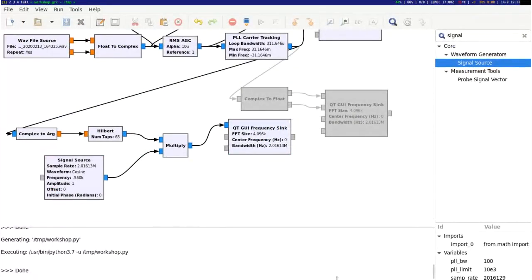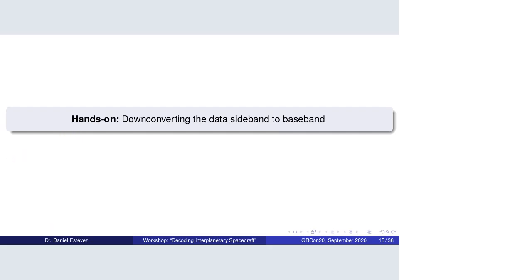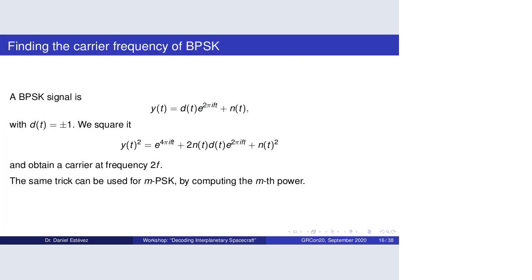So let's close this. Go back again to the slides. And now I'm going to show a couple of simple reverse engineering techniques. And probably I'll preload the pre-done flow graphs, not to spend so much time on these details. So the first question we may have is, well, the frequency of 550 kilohertz I used was just an eyeball estimate. Can we check the real carrier frequency of this BPSK signal?